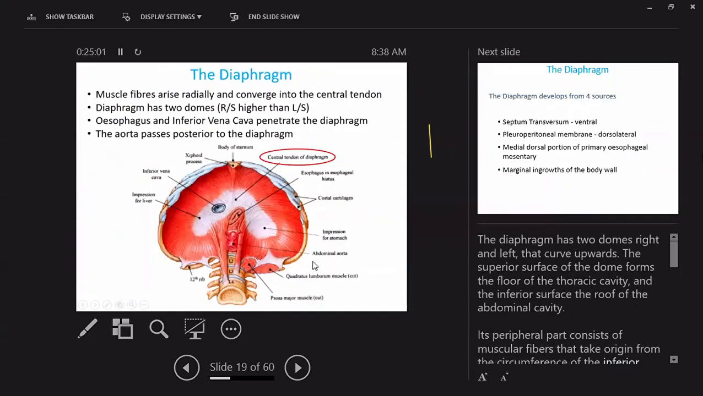So this is a picture of the diaphragm. You will learn the diaphragm again when you are learning the abdomen next term, so don't worry about it too much for thorax. This is the structure of the diaphragm. This is the esophagus, this is the aorta, and this is the inferior vena cava. All of these things pass through the diaphragm.